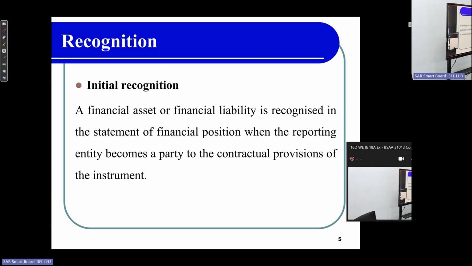Right. Recognition, first week. Financial assets and liabilities are recognized in the statement of financial position when the reporting entity becomes a party to the contractual provisions of the instrument. Right? The next one.